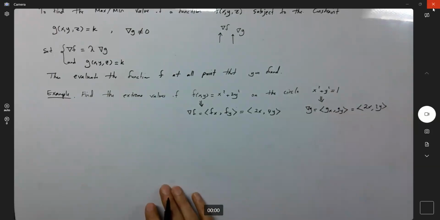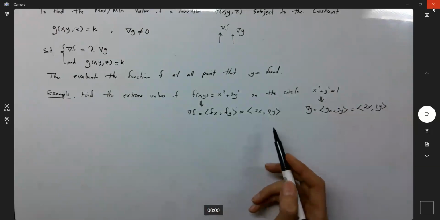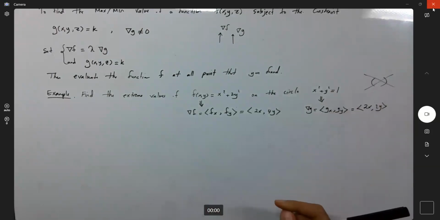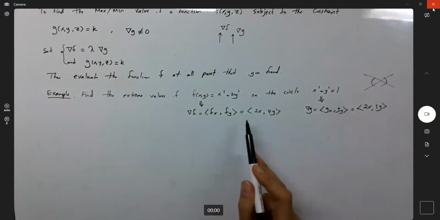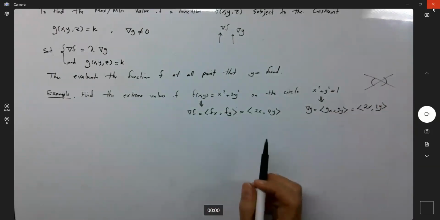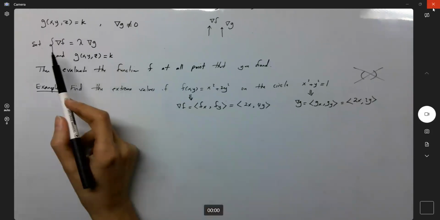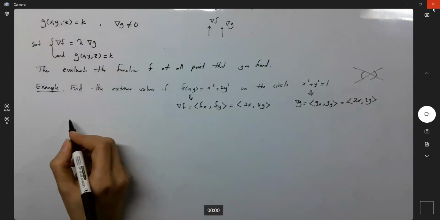So, guys, make sure you're using the correct symbols. Do not use parentheses. It's going to be wrong. When you're using vectors, you're representing vectors here. It's not points. Perfect. So now let's go back to the method. The gradient of f is equal to lambda times the gradient of g. Okay.